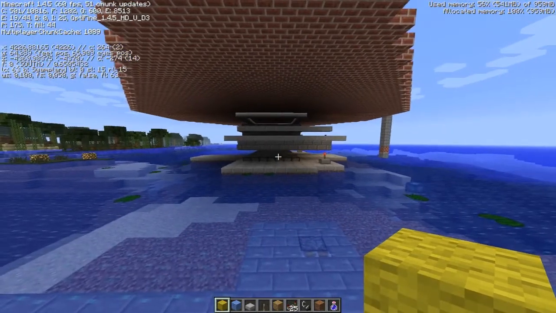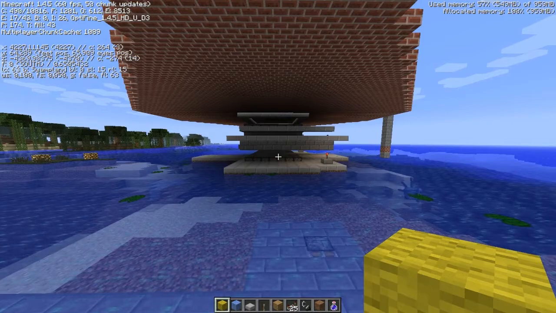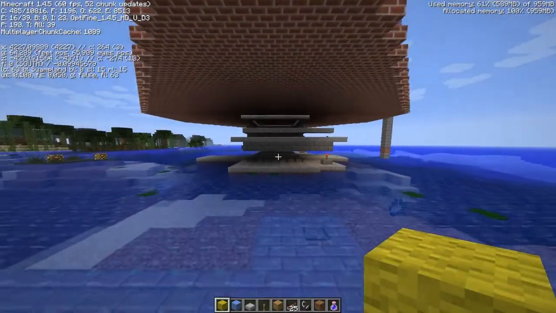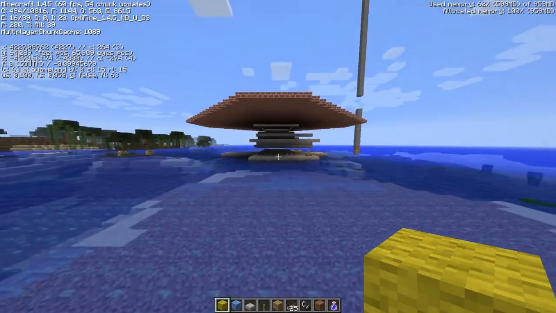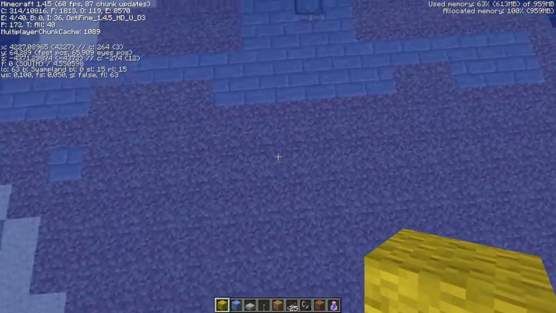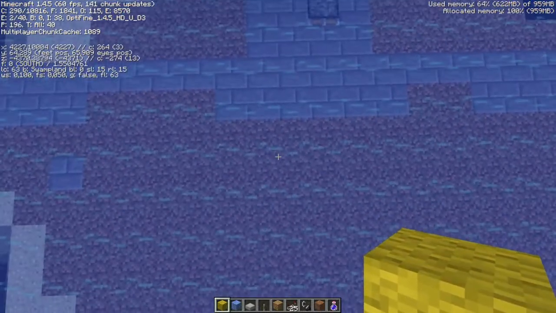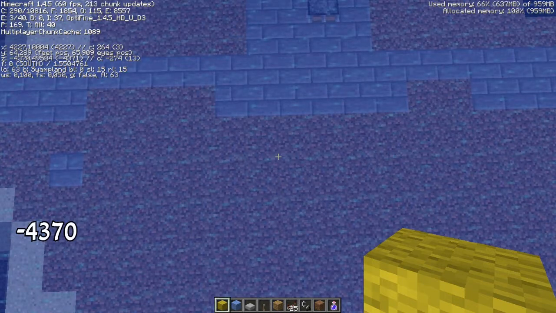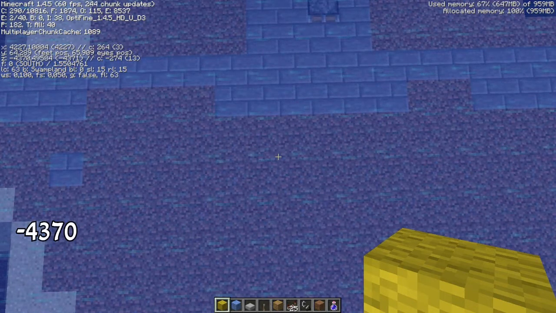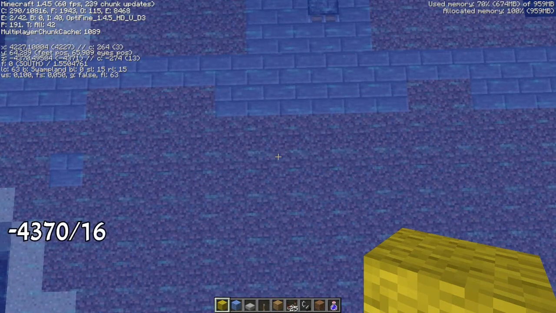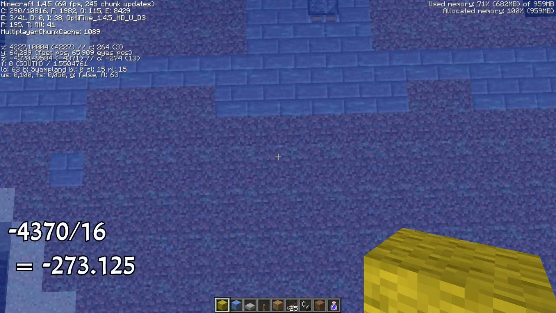So we're just going to do it again. Okay, we are on the z coordinate, that much we know. Now if we move away from the farm, the number is decreasing this time. So let's choose a spot. We are on minus 4,370. Divide that by 16.